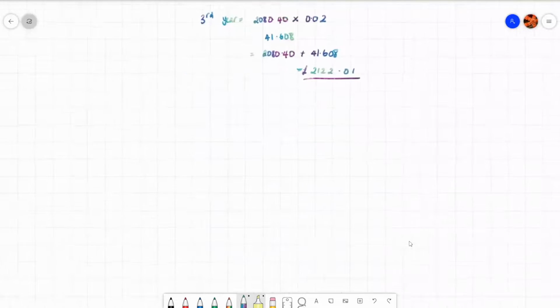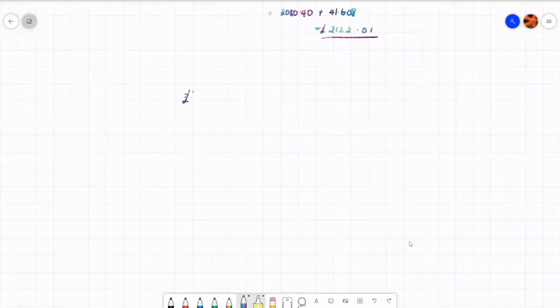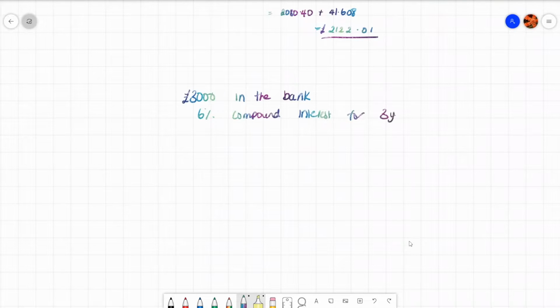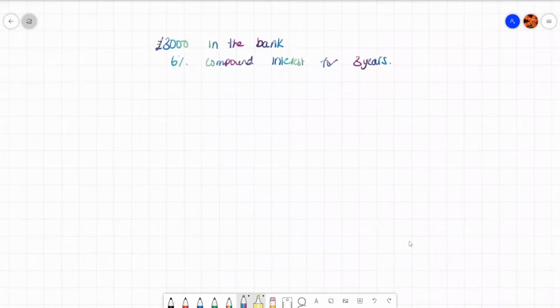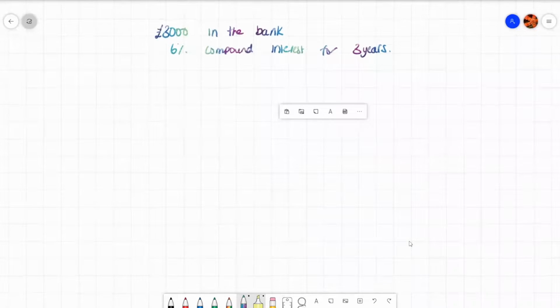So let's start off with £3,000 in the bank. And the bank says they're going to give you 6% compound interest for 3 years. We'll do 3 years again. So we need to know how much money we have at the end of 3 years. So 6% as a multiplier, or to work out 6% of something, you times it by 0.06.